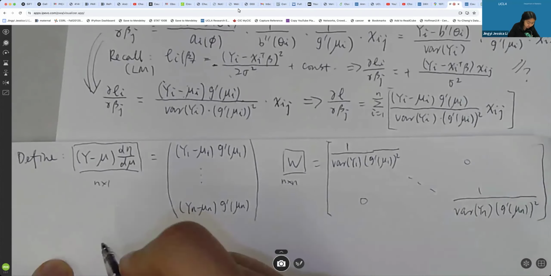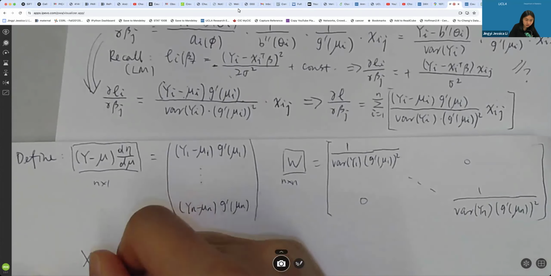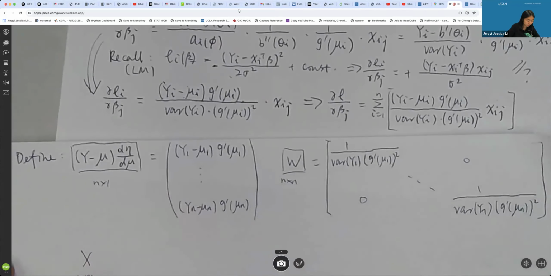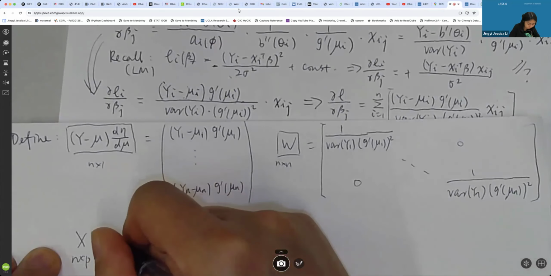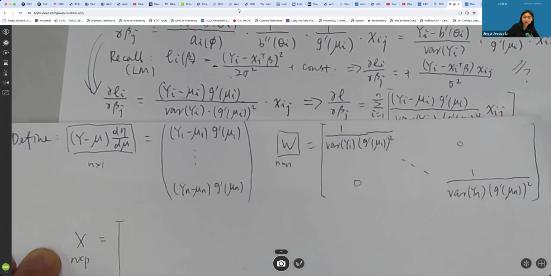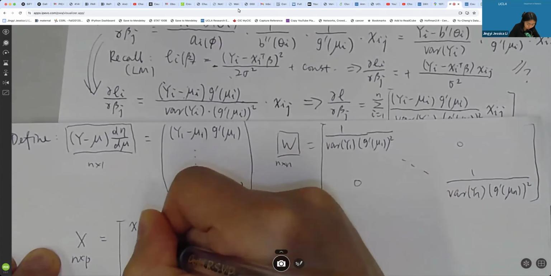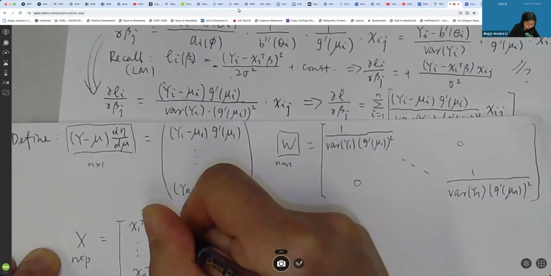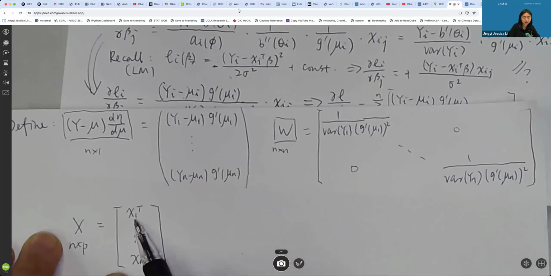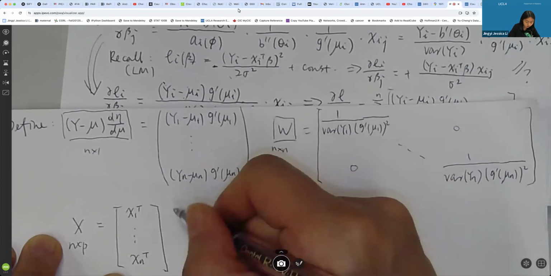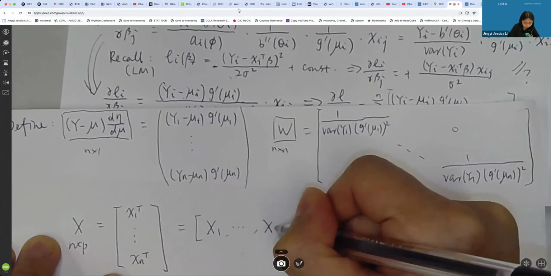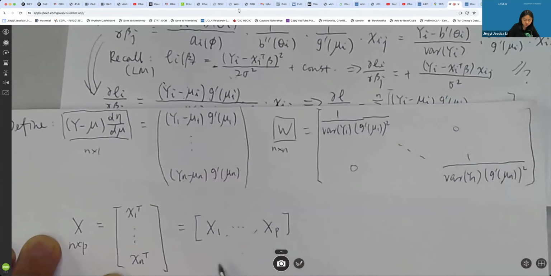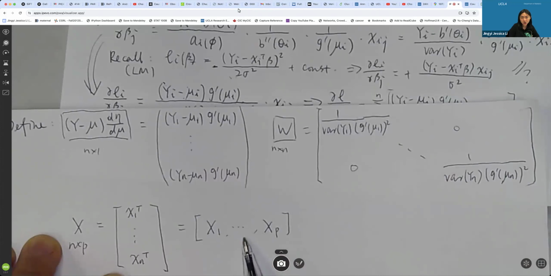So in the design matrix, you recall that n by p design matrix, we can write it in two ways. One way is that we can write it out by row. So we have x1 transpose to xn transpose. Each row is the p covariates of the ith observation. Or we can write it out by column, x1 to xp. And each column here is the pth covariate or predictor of my n observations.